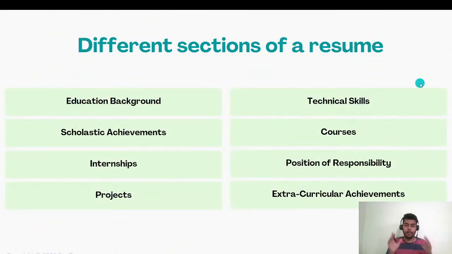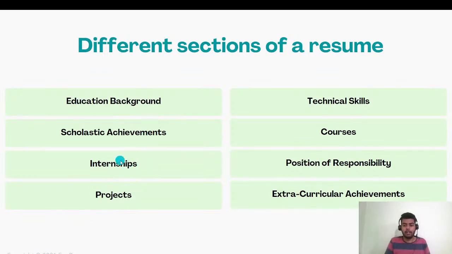So let's discuss the main thing we are here for, the resume. Basically the resume has eight different sections. Something called educational background, and scholastic achievement. These two things are important, especially for freshers. Let's say you are applying from college right now, or you are applying for an internship. These two things are important because obviously the company will judge you on the basis of your scholastic achievement and educational background. Then we have something called internship project.